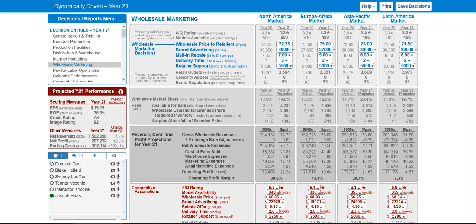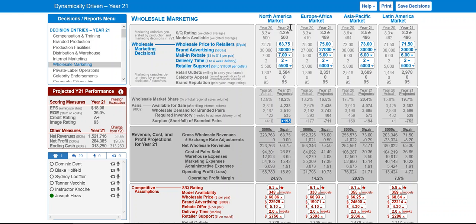So if I lower the price, lowering the price increases the demand. The cheaper it is, the more people are going to buy them. So let's say 193 is a pretty good number to shoot for. It's under 200.